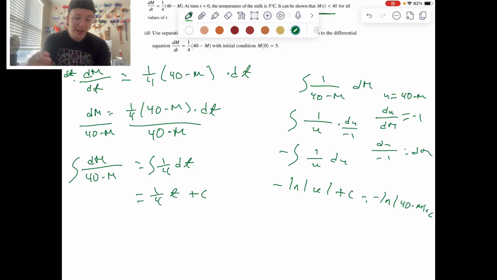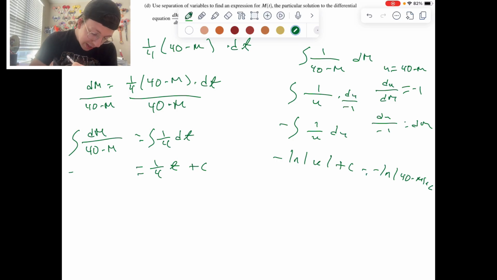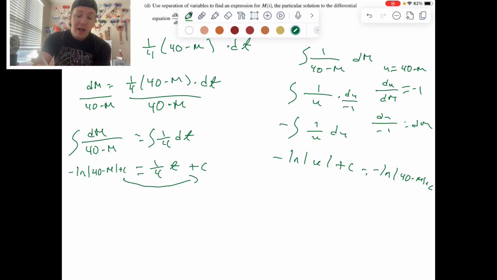All right, let's now plug that back into our original equation. So it's negative natural log of 40 minus m plus c. Now let's do a little rearranging. We have a c on the left and a c on the right. If I subtract the c on the left over, it will be a constant minus a constant, and the answer is still a constant. So I don't need both c's, I only need one. I'm going to rewrite this as negative natural log of 40 minus m is equal to 1/4 t plus c.